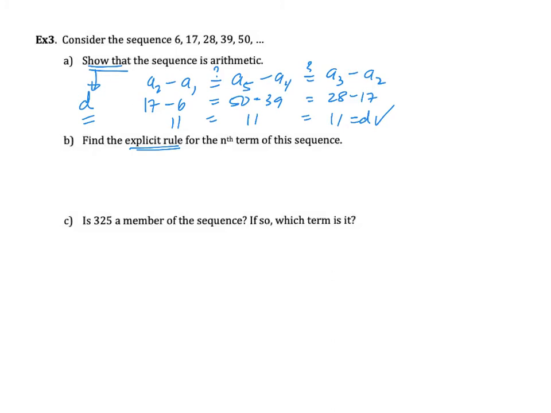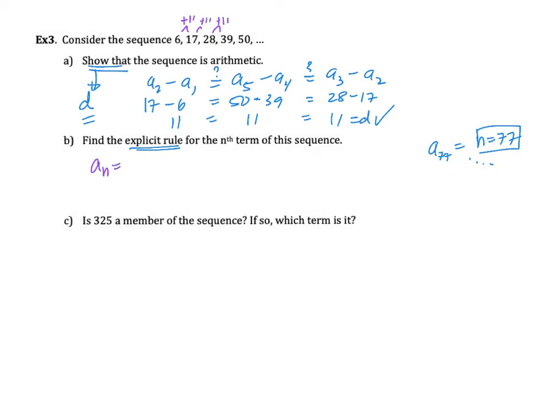An explicit rule is when you can plug in the number and find that term. So if I wanted to find the 77th term, I should be able to plug in 77 for n to get whatever that numerical value is. So that's what an explicit rule is, and we'll create one now so we can see more specifically what I'm talking about. So we just said the common difference was 11. We're adding 11 over and over again.